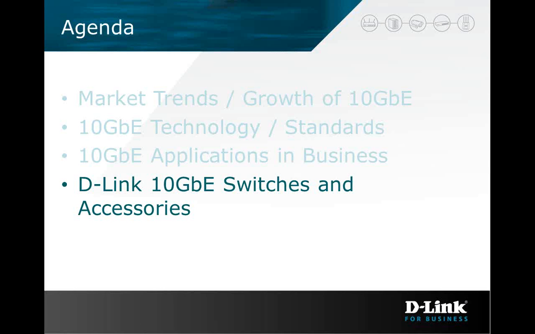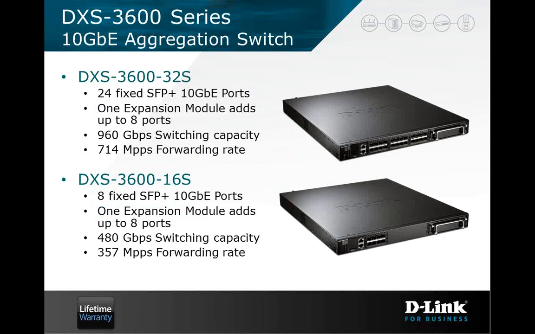So finally here, I've got a couple minutes left. I have a couple quick slides looking at D-Link 10 gig switches and 10 gig accessories. The first one here is the 3600 that I showed on the previous slides, the DXS 3600. As you see here in the picture, it's available in two flavors. One has 24 SFP+ 10 gig ports. The other one has 8 SFP+ 10 gig ports. Both switches have an expansion module that you can see over on the right-hand side of the switch, and that expansion module allows a network administrator to add more ports to the switch.